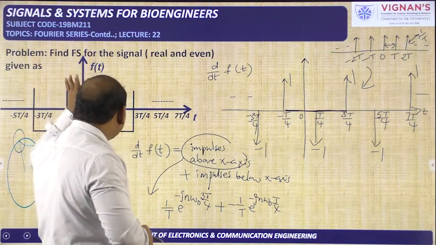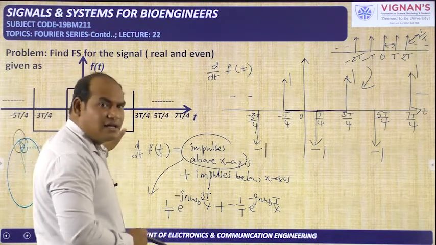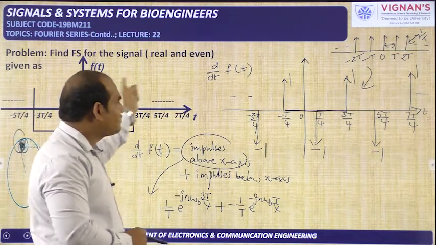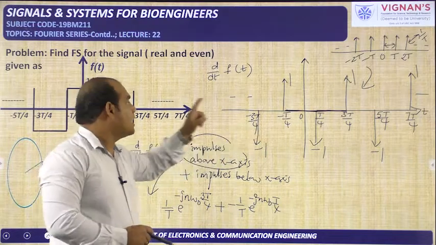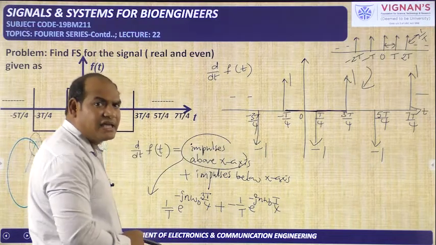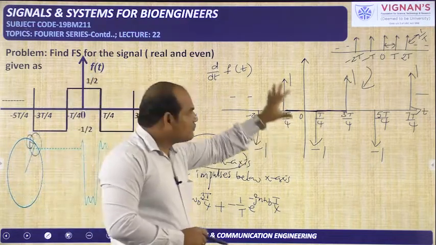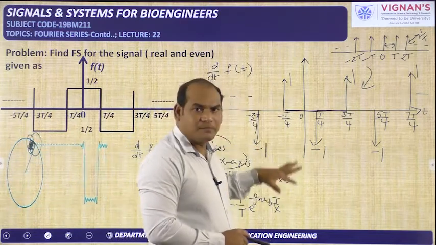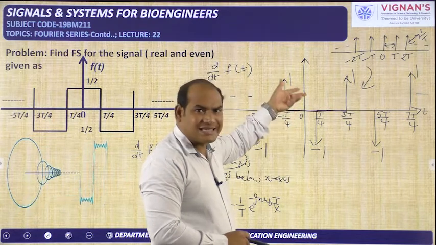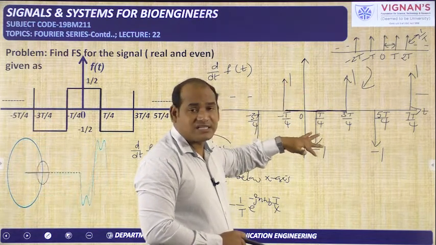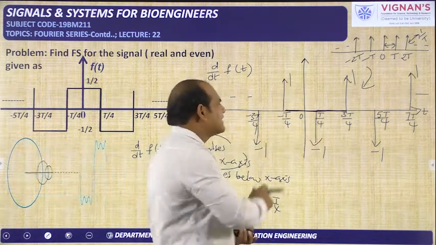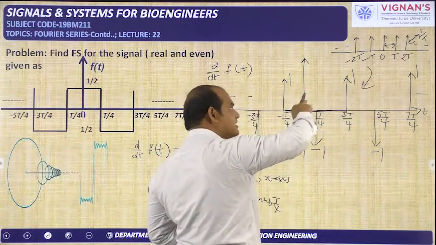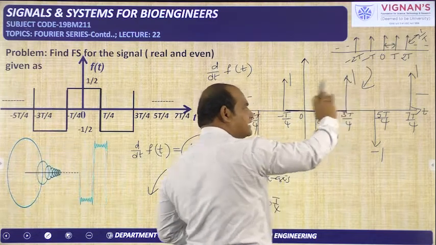For this one we need to find the Fourier series. So instead of calculating the Fourier series directly from this given signal, we have applied the time differentiation property. We differentiated f of t and got this. If you see this particular signal, we observe two types of impulses, one above the x-axis, another set below the x-axis. The impulses above the x-axis look like the impulse train signal shifted to the right side by 3T by 4 seconds.